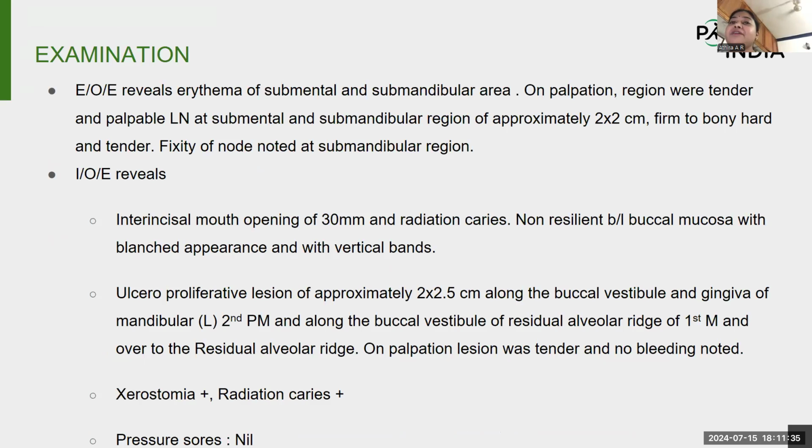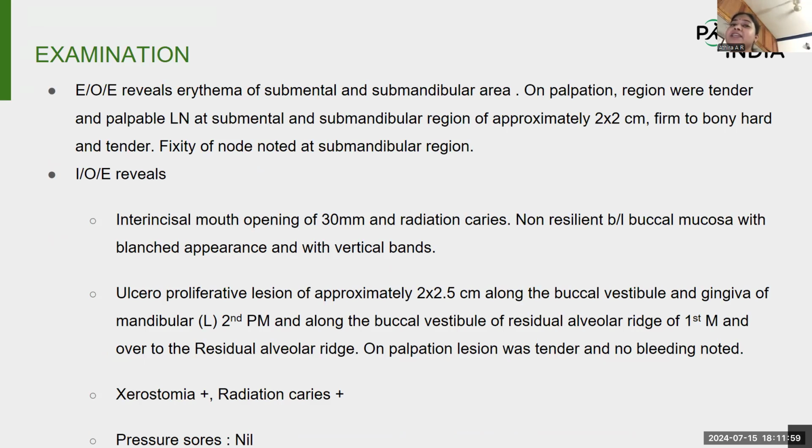Coming to extraoral examination, there was erythema of the submental and submandibular region. On palpation, the region was tender, and there was a palpable submental and submandibular lymph node of approximately 2 × 2 centimeter, which was firm to bony hard in consistency. Near the submandibular lymph node, fixity was noted.